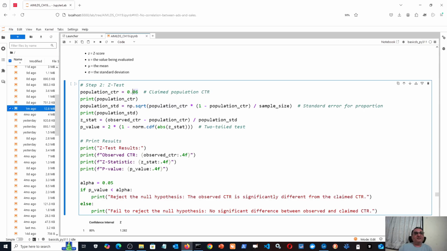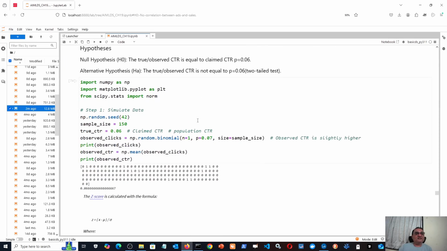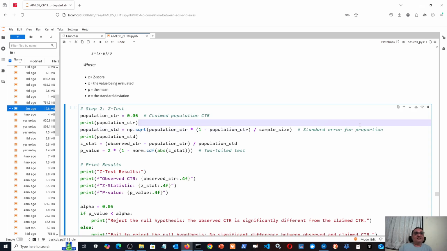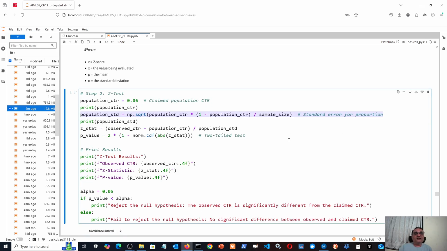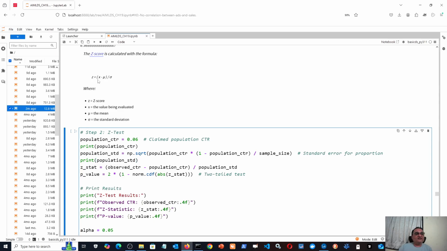This is the population mean, right? So the population standard deviation is the square root of population click-through rate multiplied by 1 minus population click-through rate, divided by sample size. That is the standard error for a proportion. Okay. That's why the normal distribution is important, because these assumptions and equations, that the population standard deviation is this much, do not hold true for all data distributions, right? So you will print the population standard deviation, and then you will calculate the Z statistic using this.